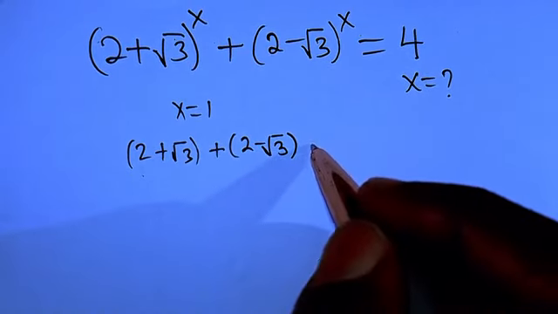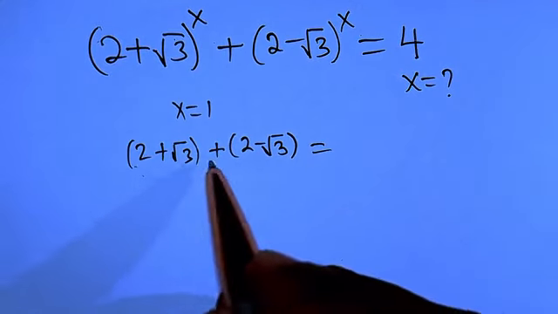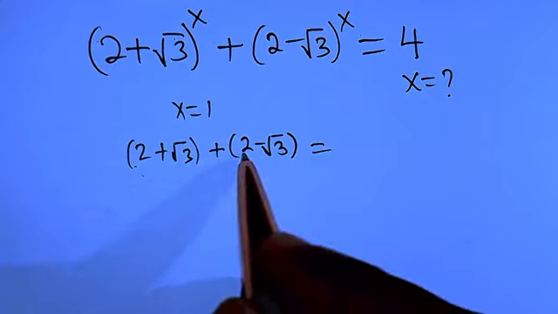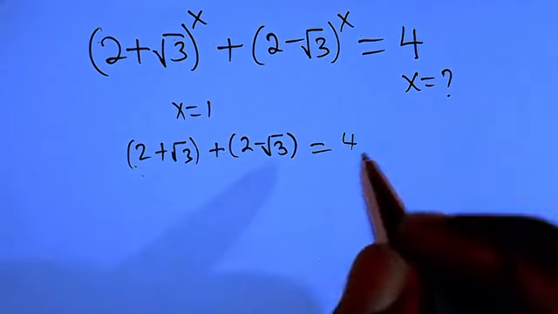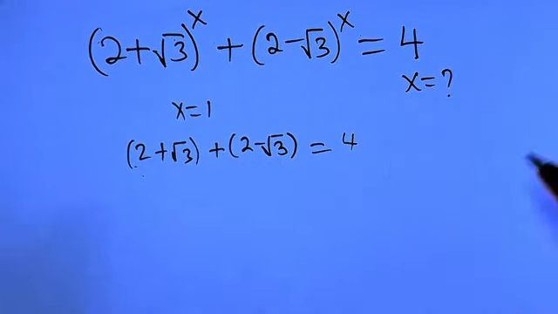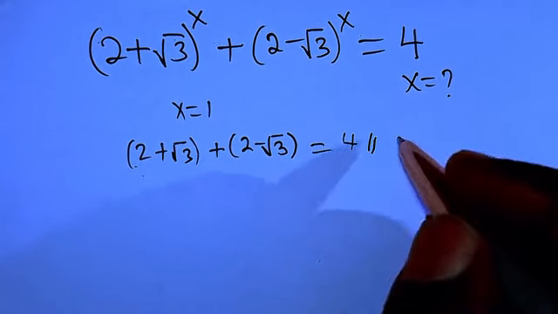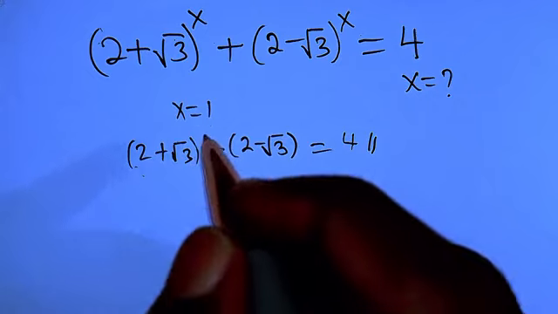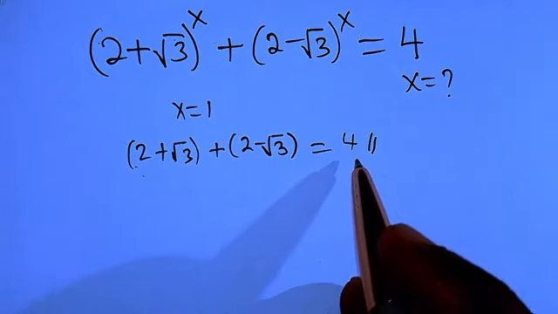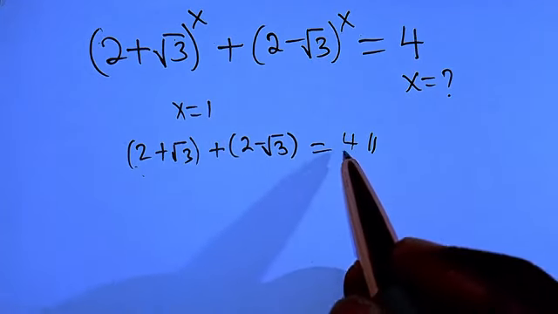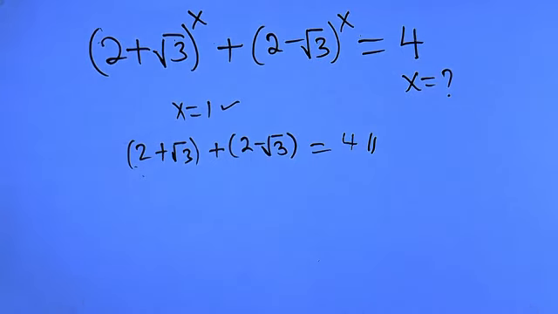So now let's try to add this together. You see that 2 plus 2, you are going to have 4. Then you have root 3 minus root 3 here, which will give us 0. So when you put the value x equals 1, we are going to have 4, which shows that x equals 1 is a solution.